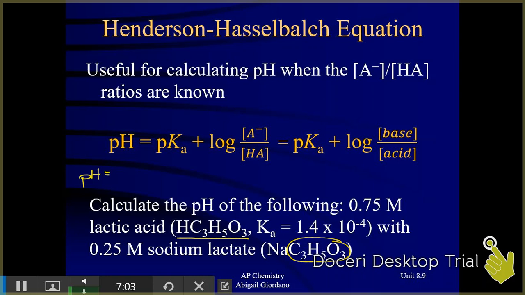pH equals pKa, what is that? That is the negative log of the Ka, which is 1.4 times 10 to the negative fourth, plus the log of, now what's the conjugate base in this scenario? Well, that's right here. And what is its molarity? 0.25. So 0.25 molar over the molarity of the acid, which was 0.75 molar. Let me grab my calculator and let's plug all of that in.